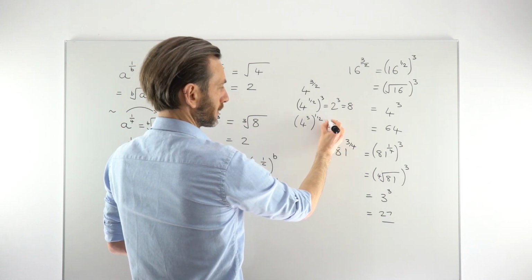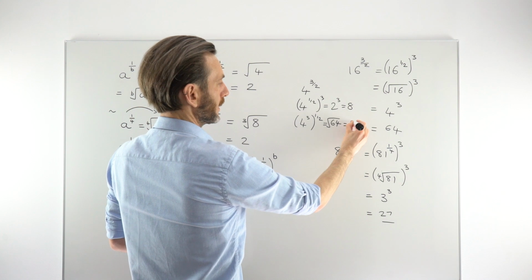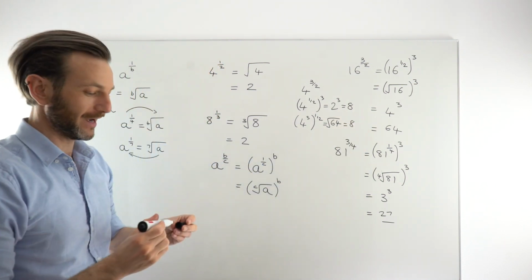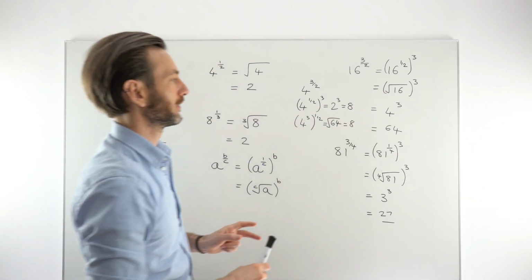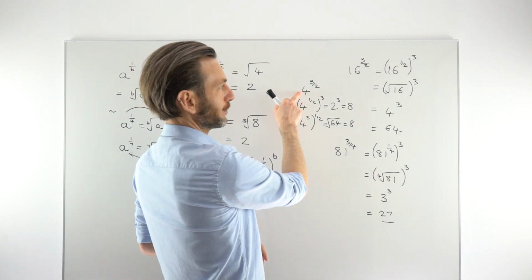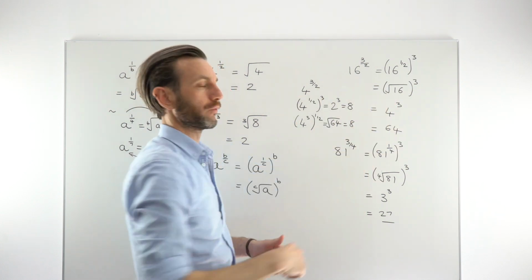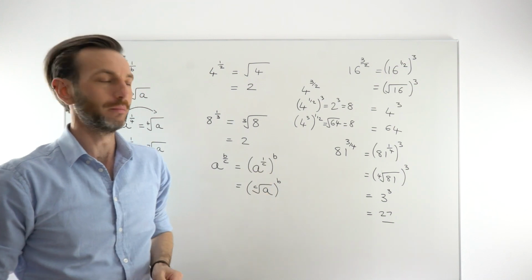The half power is a square root. Square root of 64 is 8. So you get the same answer either way, but generally, for most numbers, apart from very small numbers like a 4, you're going to want to take the root first and then apply the powering up.